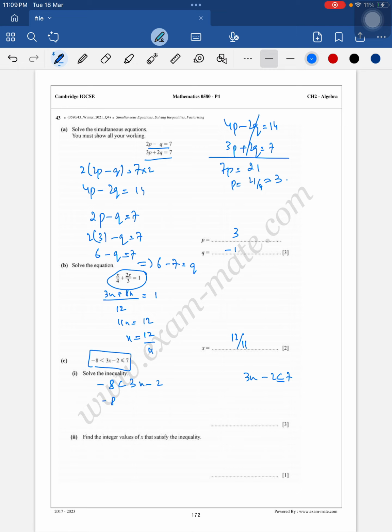So minus 8, minus 2 goes over there, plus 2 less than 3x. Minus 8 plus 2 is minus 6. So minus 6 upon 3. That shows x is greater than minus 2.